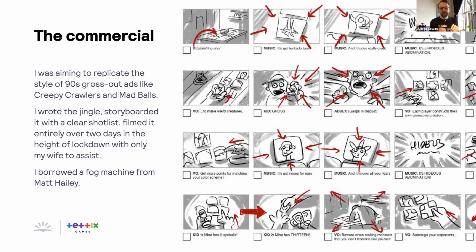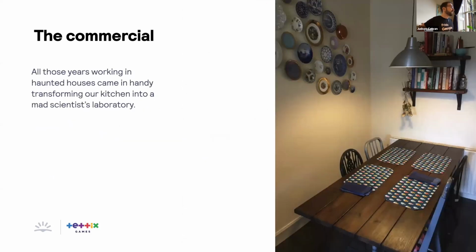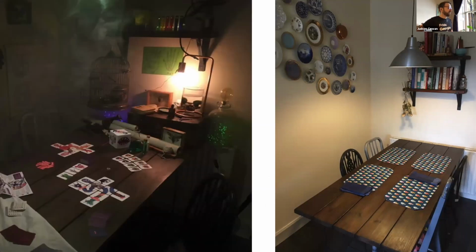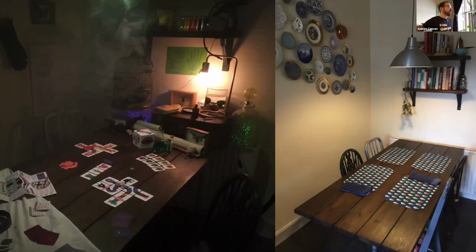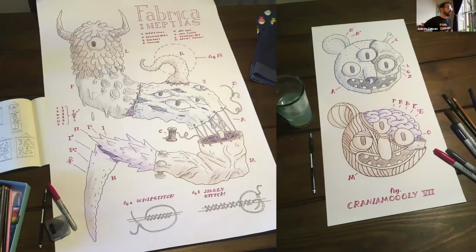They all had really goofy jingles. So I wrote a jingle, I storyboarded it, created a shot list out of that storyboard, and filmed it in 2 days in lockdown with only my wife to assist. I even borrowed a fog machine from Matt Haley, who's one of the engineering tri-blades, if you know him. And I transformed my kitchen into a mad scientist laboratory, which I think was pretty effective. And this was mostly done with just stuff I already had in the house. Although I did draw some background props, some little medical charts for monster assemblage.